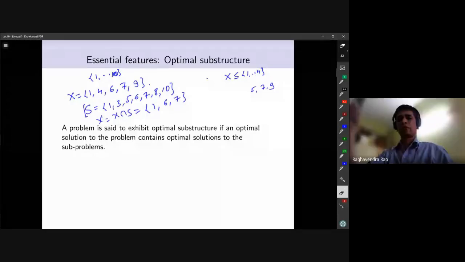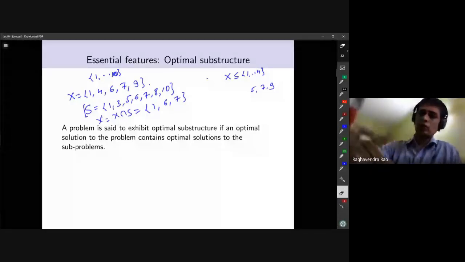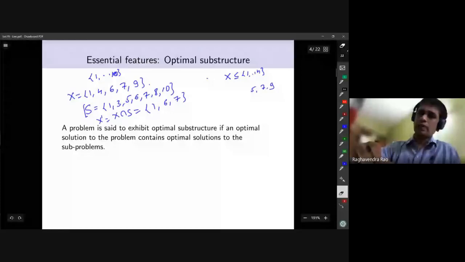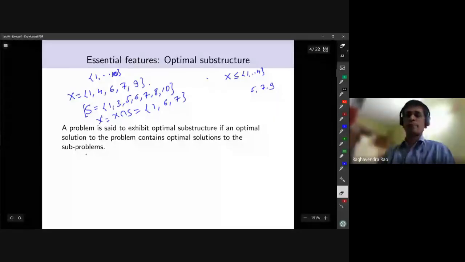So in this case, task 4 was not present in the new instance, and task 9 was not present. So we need to just drop them. What else did we have to drop? 5 was not present. 5 was not in the solution itself. So that is all we did.